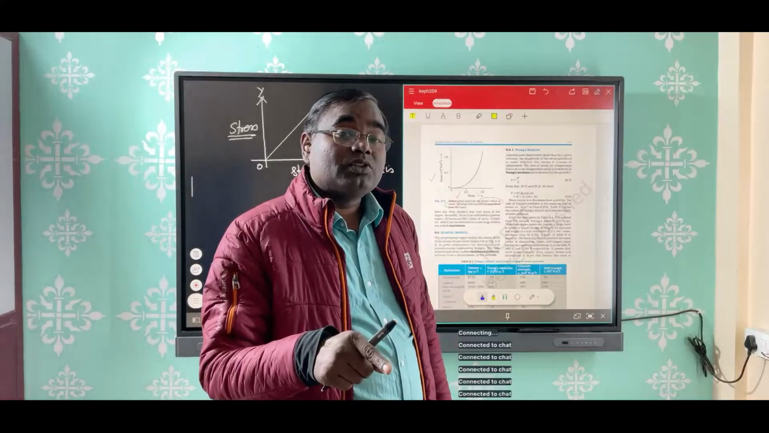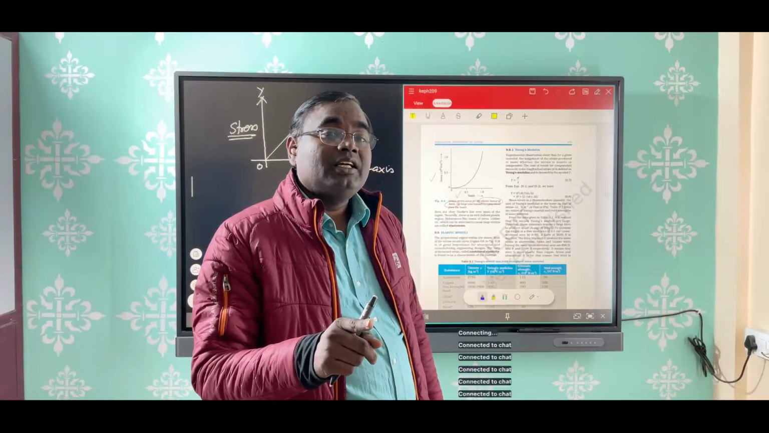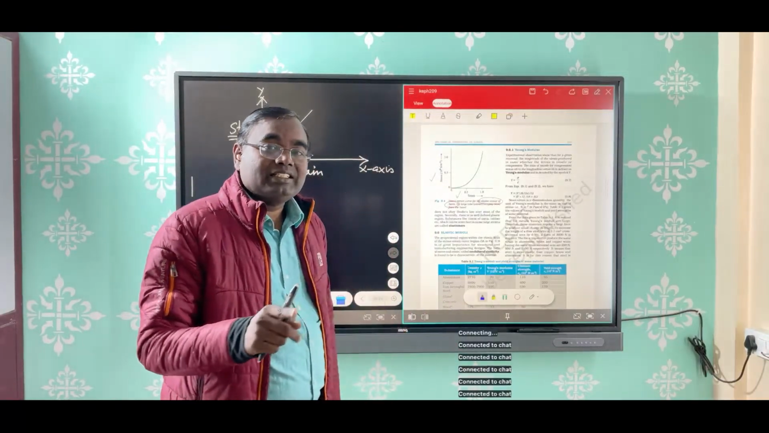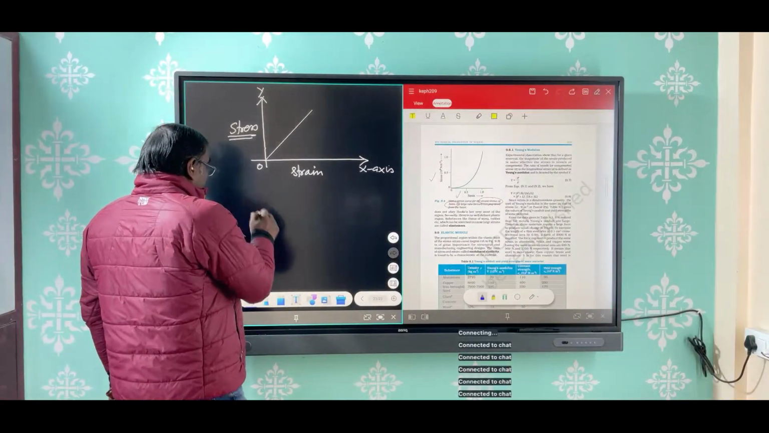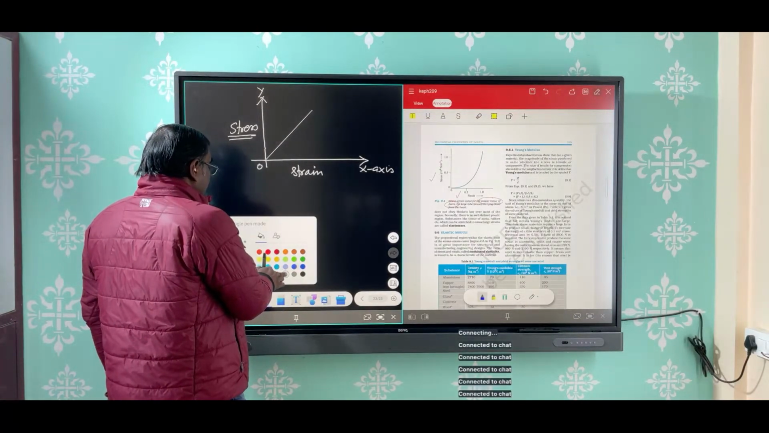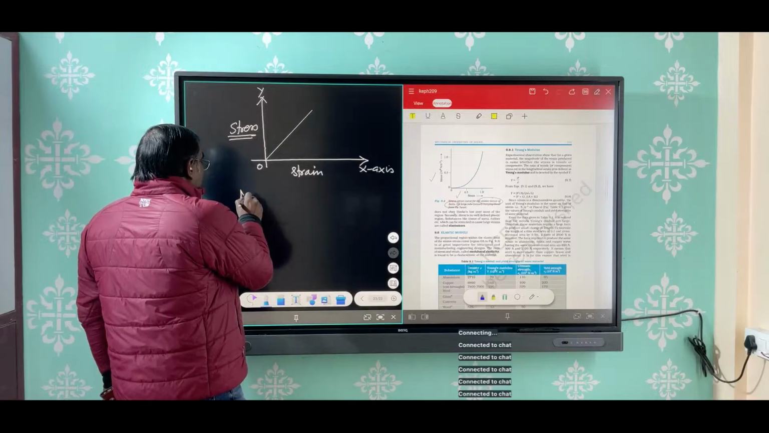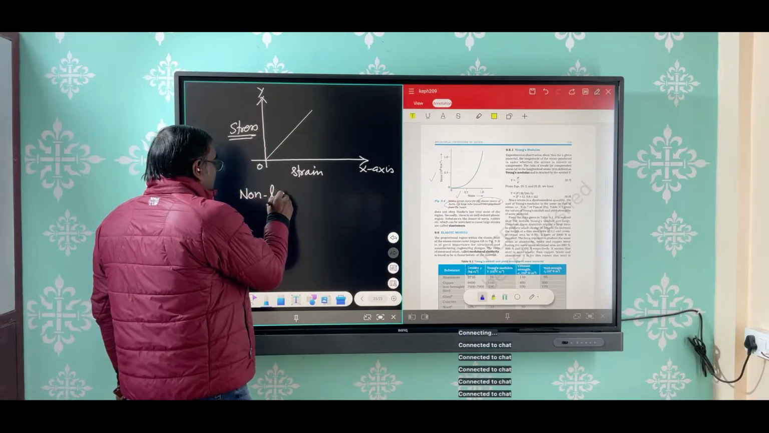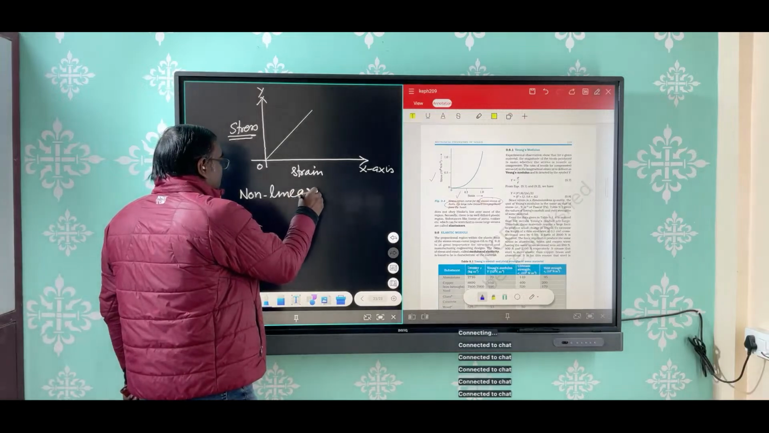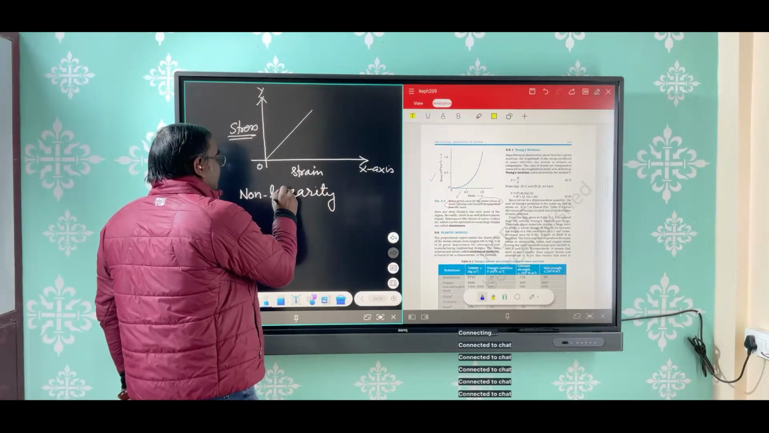It is not following Hooke's law and showing a non-linear relationship between stress and strain. What does this mean? What does a non-linear relationship mean? Let us understand again.